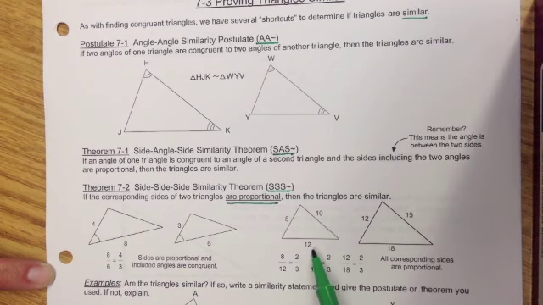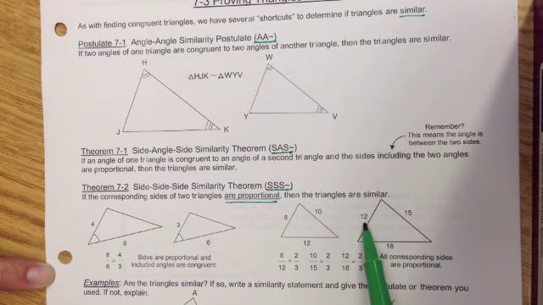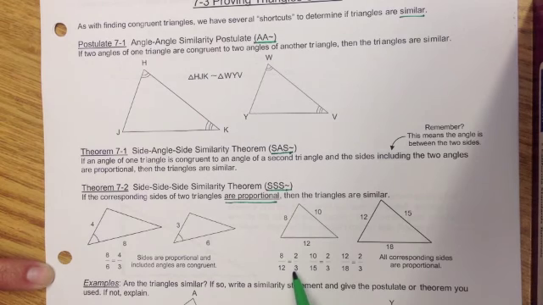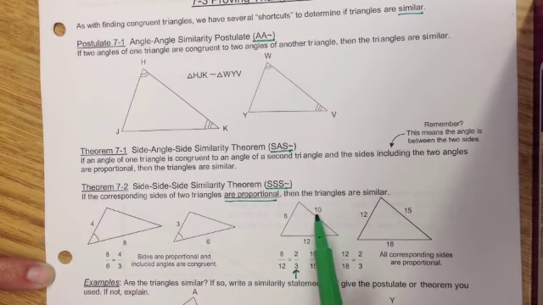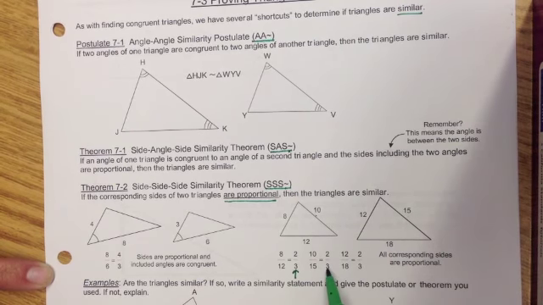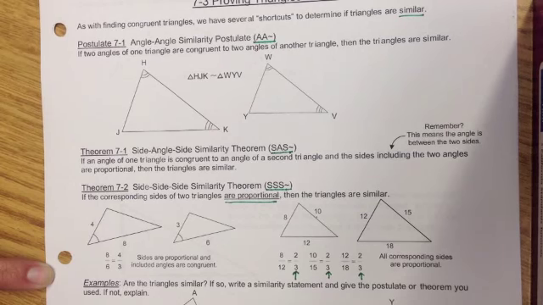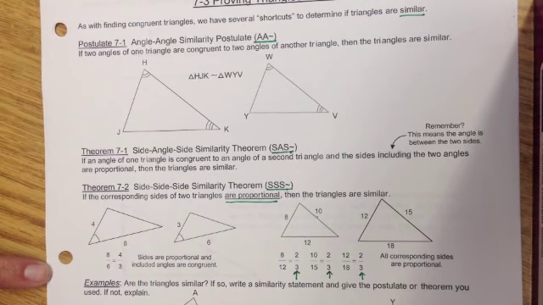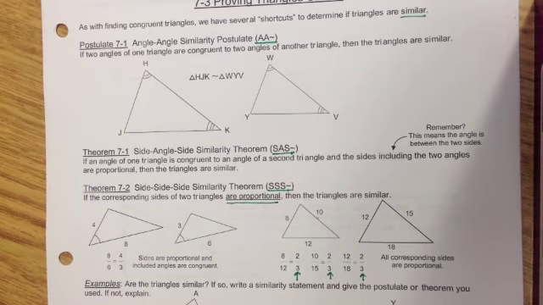So this example is down here. We compare 8 to 12 because these are the corresponding parts of the triangle. So we have 8 to 12 and we simplify it. So our similarity ratio is going to be 2/3. Then we do the same with 10 and 15. Also reduces to 2/3, and then 12/18 also reduces to 2/3. All the corresponding sides are proportional, so we know these 2 triangles are similar based on the side-side-side similarity theorem.